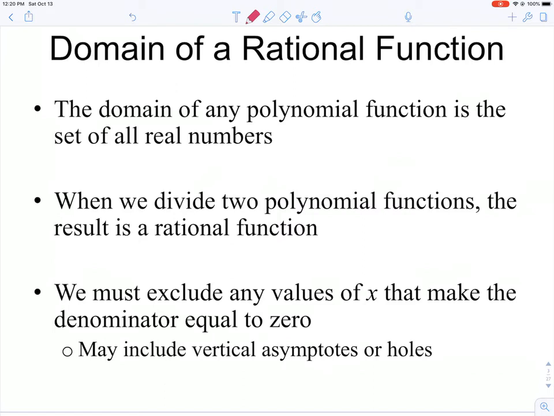Now, what happens at those domain restrictions? So the values that we need to exclude from the domain, those are going to correspond either to vertical asymptotes or to holes, and we'll talk about what those are in a little bit.